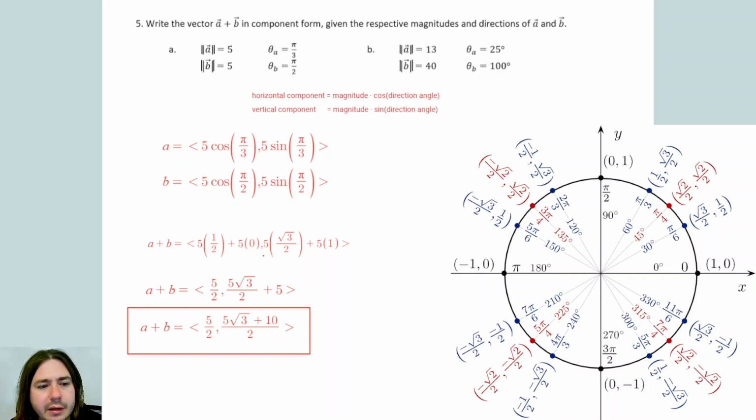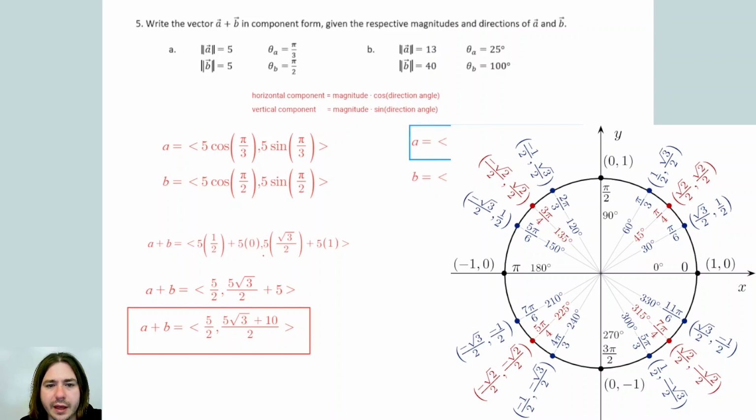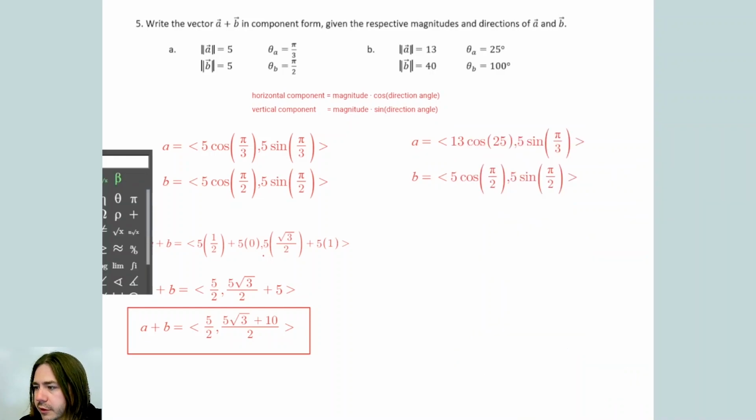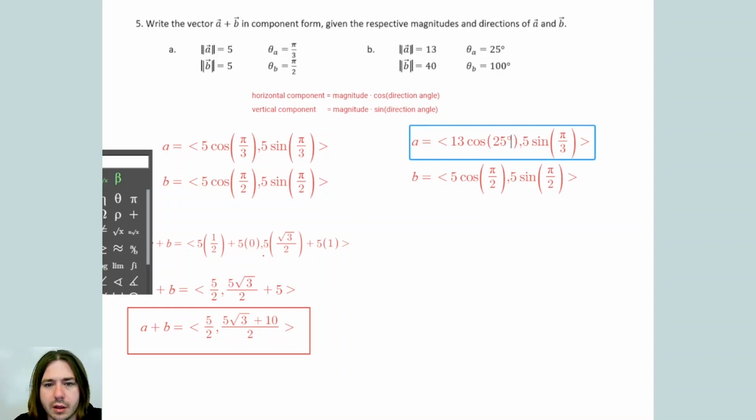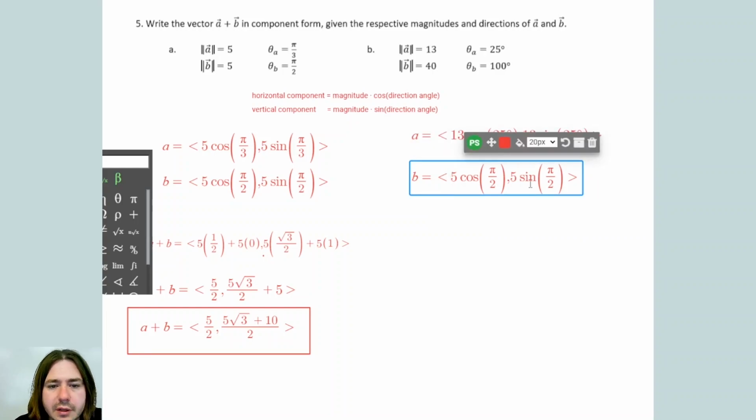Okay. So let's do B, and we're going to set it up and kind of solve it the same way. Okay, so we're going to find vectors A and B. In this case, vector A would be 13 times the cosine of 25 degrees. With the cosine of 25 degrees, 25 is not going to be on our unit circle, so actually let's just go ahead and get rid of that since we're not going to need it anyway. And then our vertical component will be 13 times the sine of 25 degrees. Our B vector has a magnitude of 40, so it'll be 40 times the cosine of 100 degrees and 40 times the sine of 100 degrees.